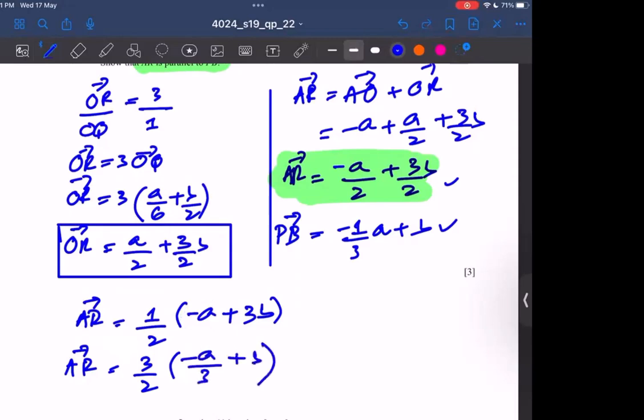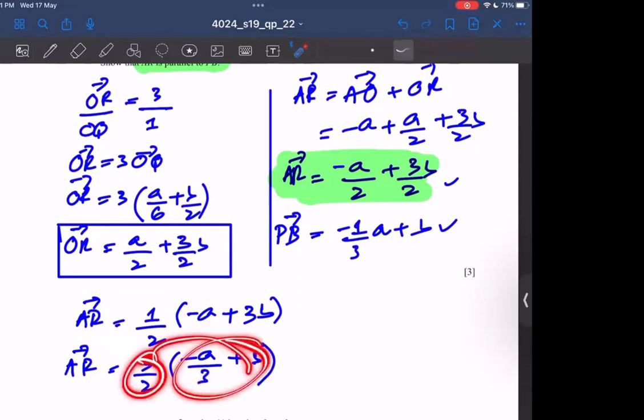See? You took the 3 common. There was no 3 over here. I divided 3 by A by 3 as well. So what happened when you multiply this 3 by 2 with this vector, with this value, you get the same answer. You get the minus A by 2 plus CB by 2. So why you took the 3 common?